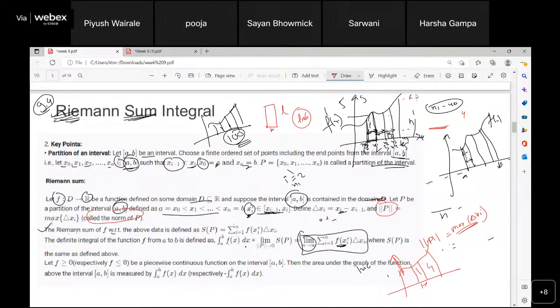Say suppose I have this 1, this is 2, this is 5, this is 7, and this is 8. So the difference is 1 here, 3 here, 2 here, and 1 here, right? So the maximum difference, that is the maximum del of xi, is 3. So my norm of p will be 3 here. That is the maximum of del of xi, that is my norm of p here.